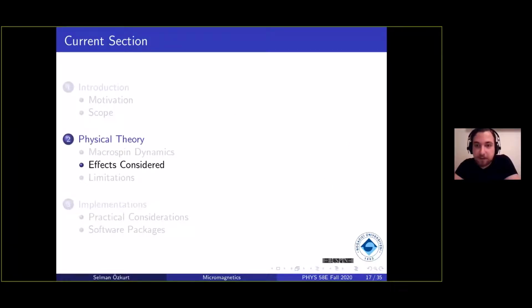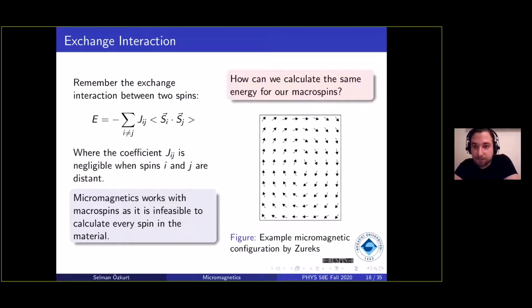And now let's see what effects we consider while investigating the dynamics of a spin or a macrospin in a lattice. Now remember the exchange interaction between two spins. They do not have to be neighboring, but when they are neighboring, this is a lot higher. And also when we assume only neighboring spins are acting on each other, we arrive at really successful models.